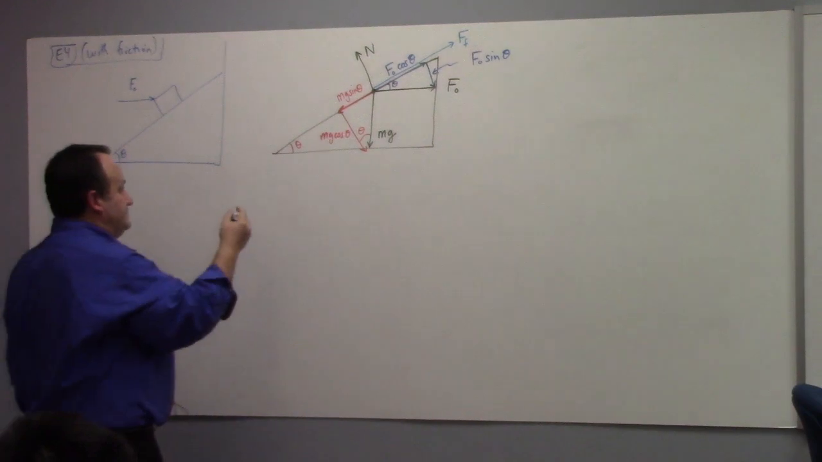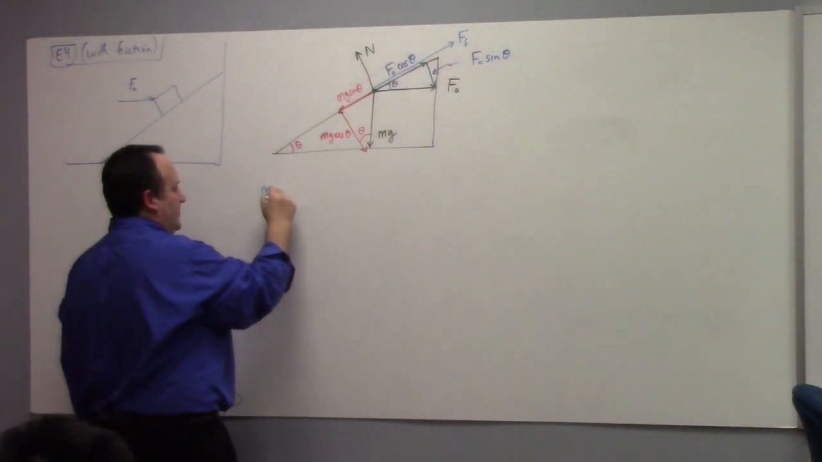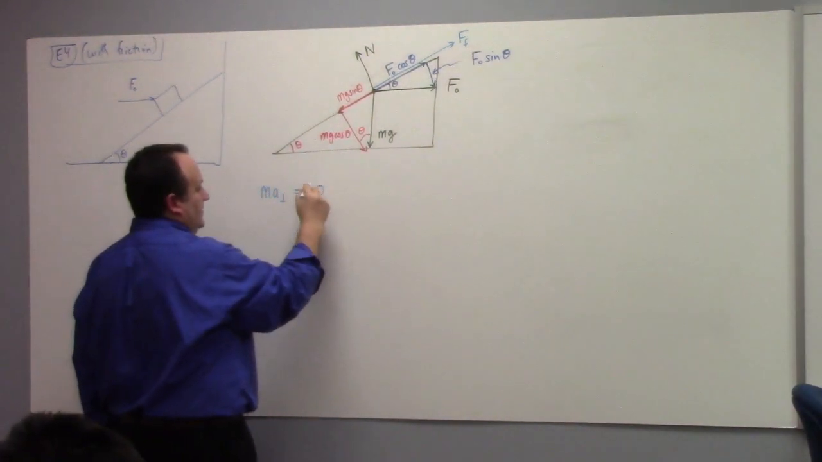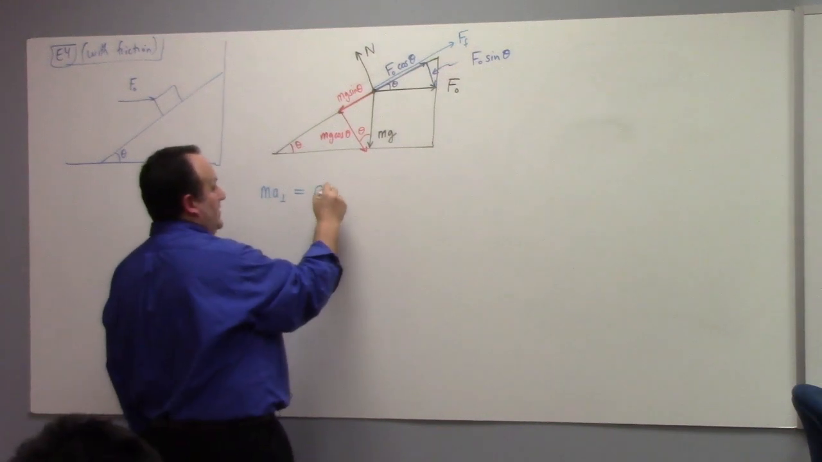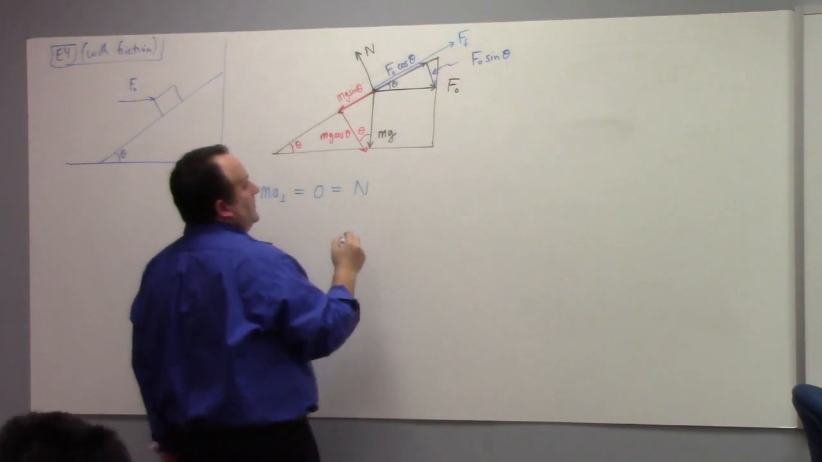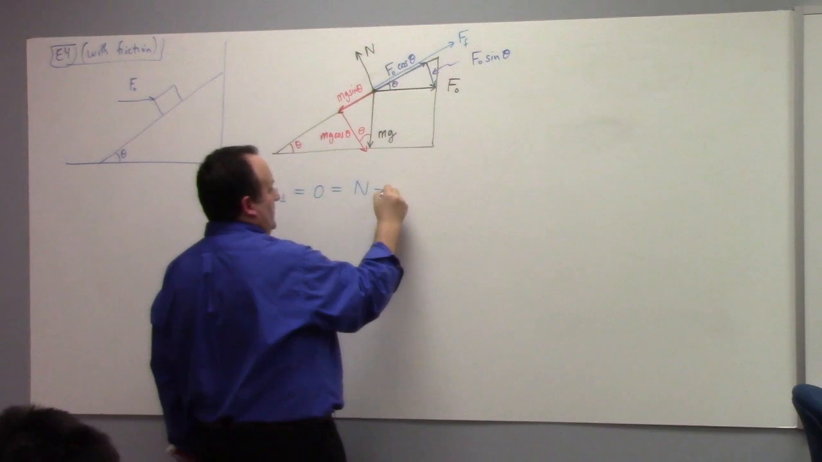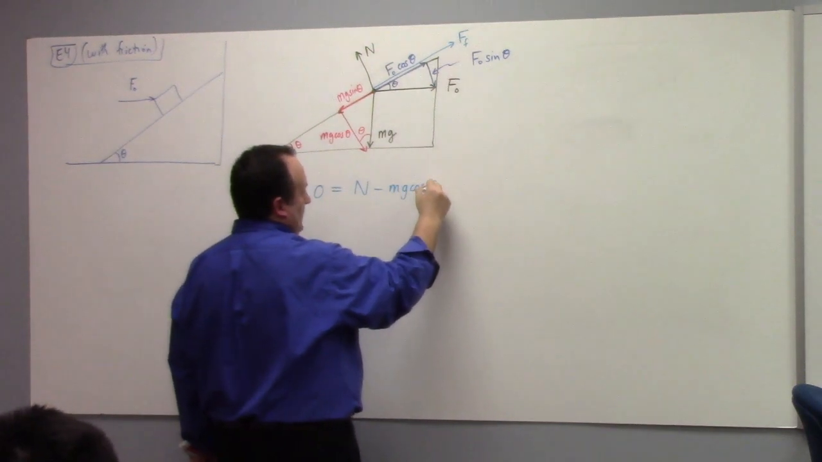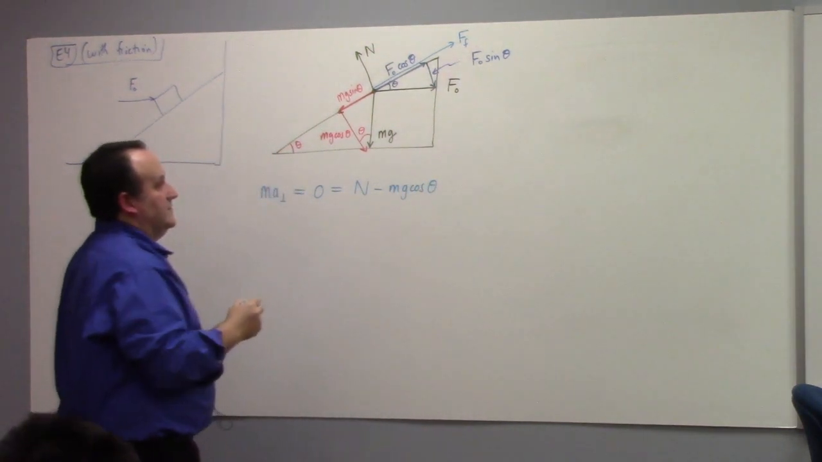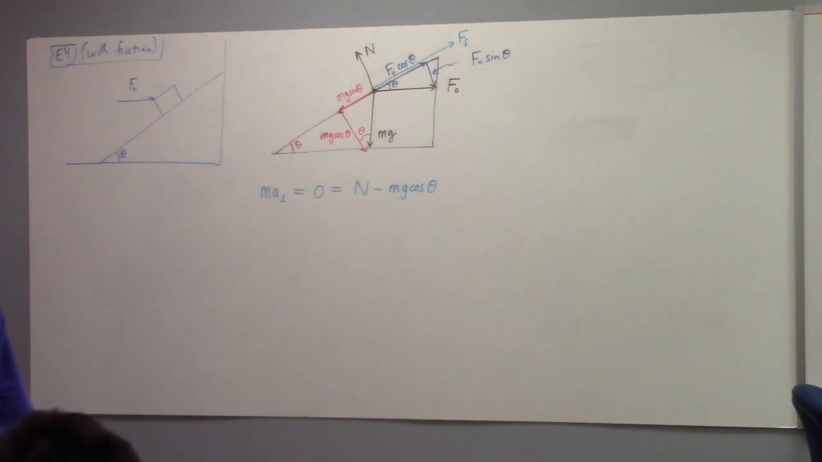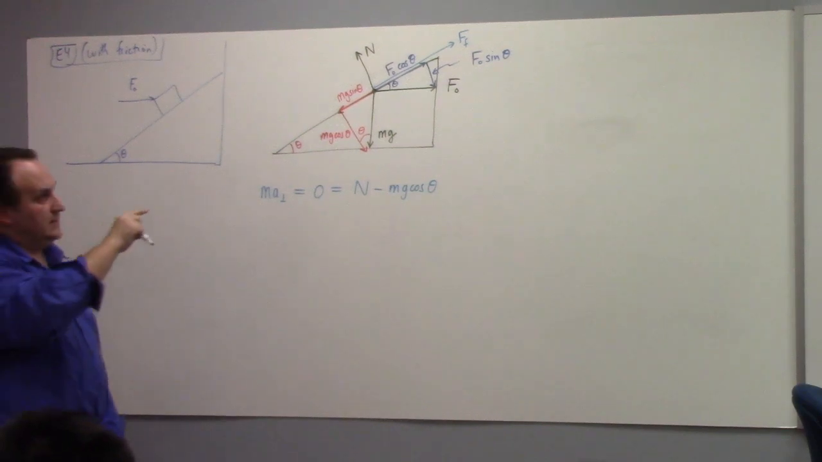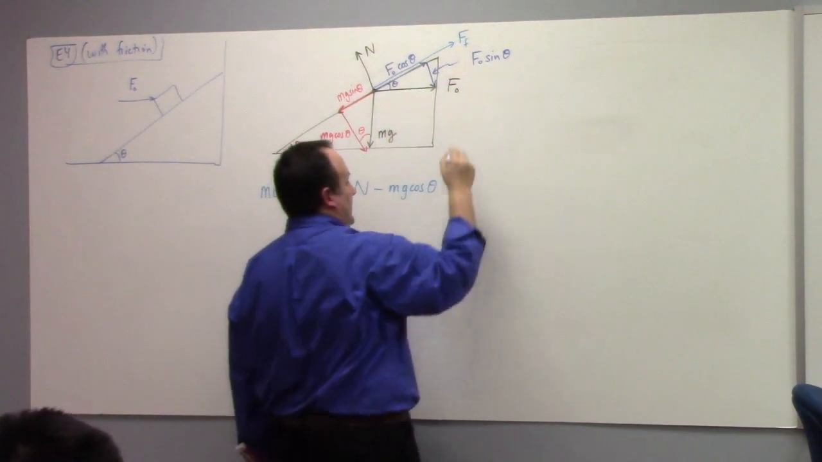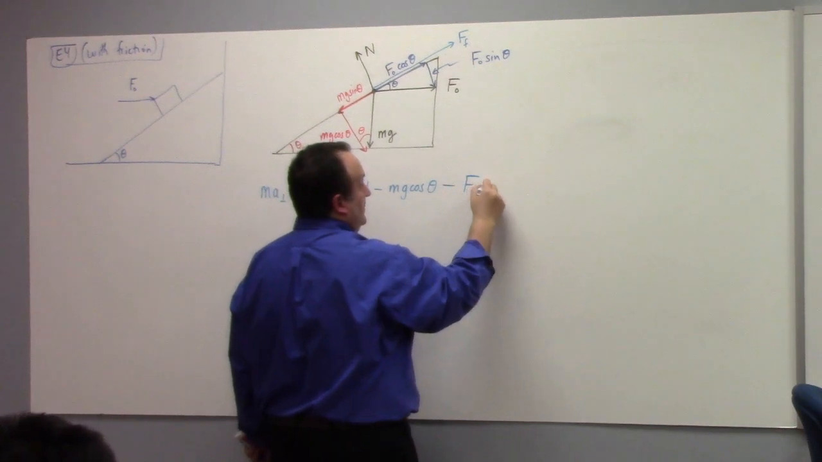All right, so what do we got? Mass times the perpendicular acceleration is 0, and it's what? You got yourself the normal force up, then you got your minus mg cosine theta down, and then what else? What's the other force which is going down in the perpendicular direction? There's one other thing, right? This piece up here. So minus F0 sine theta.